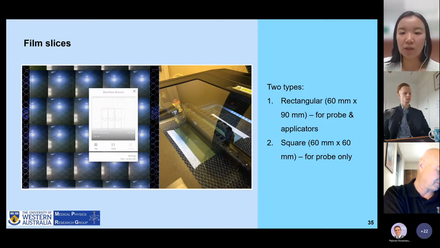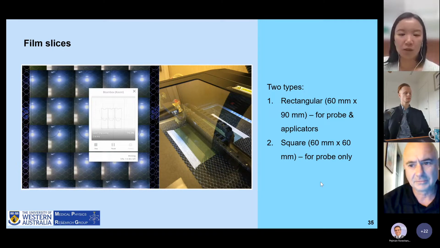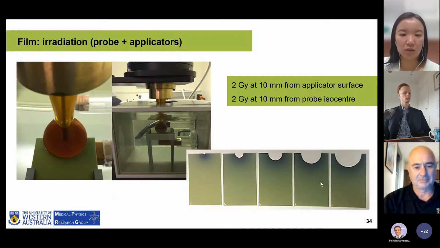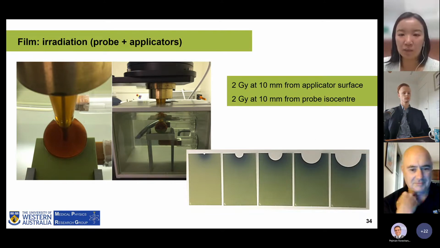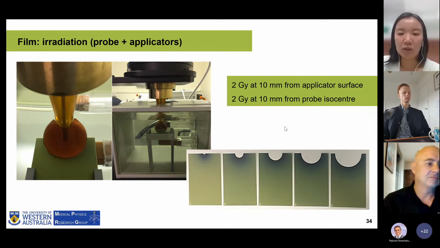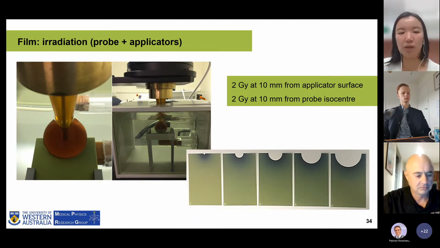2 types of film sizes were printed. One was rectangular. This was used to measure probe and applicators. And the second was square, just for the probe only. These were the rectangular film sizes. We irradiated several applicators and the probe, and they were prescribed a 2-gray dose at 10 millimeters from the applicator surface or the probe isocenter.